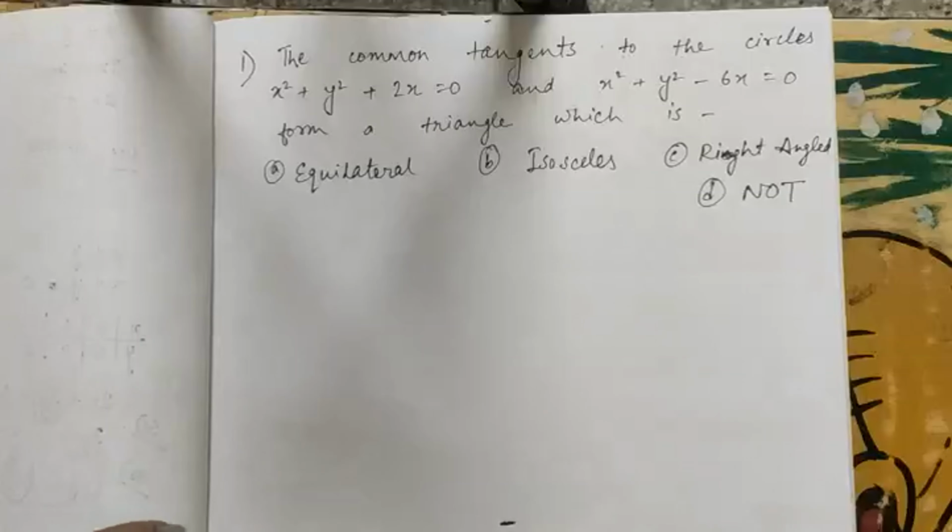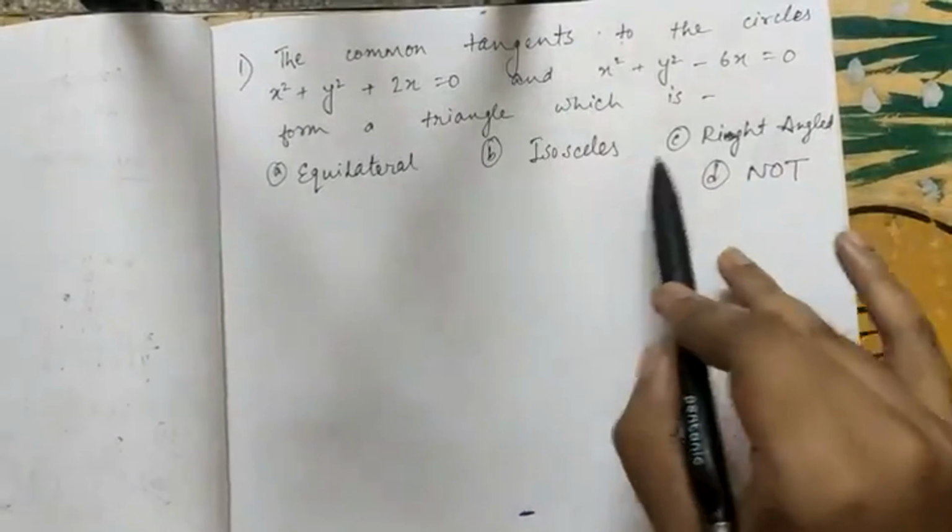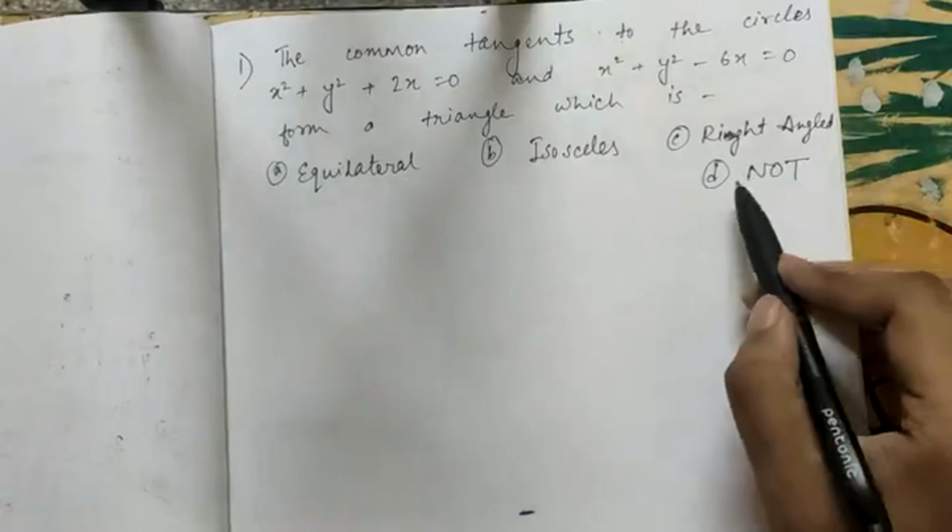So let's start with today's first question. The question is: the common tangents to the circles x² + y² + 2x = 0 and x² + y² − 6x = 0 form a triangle. The triangle formed by the tangents to these two circles will be equilateral, isosceles, right angled, or option D, none of these.